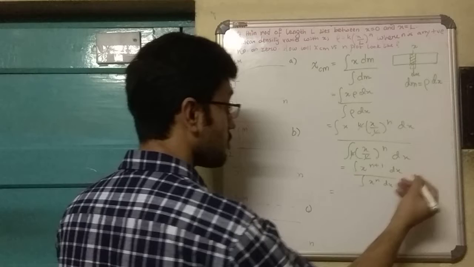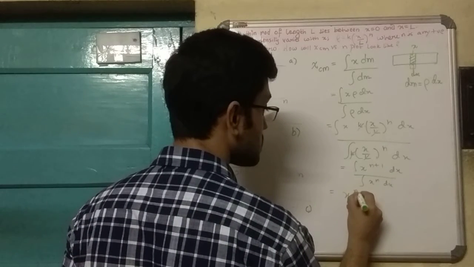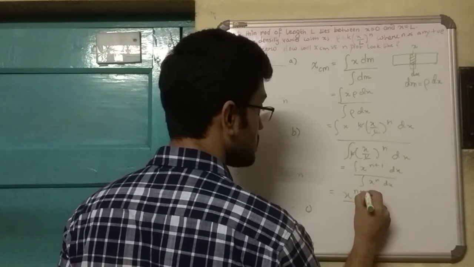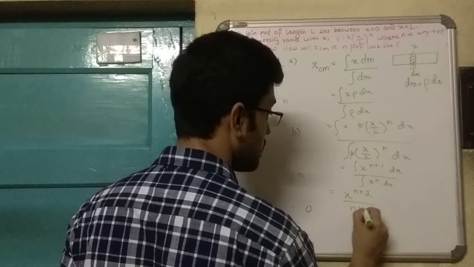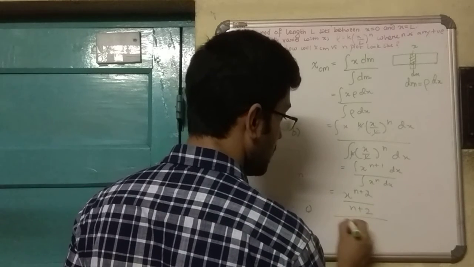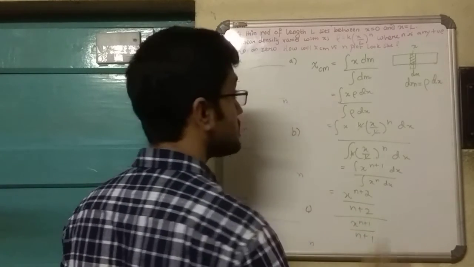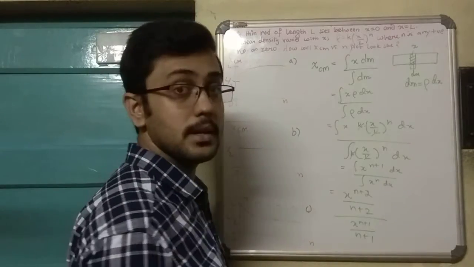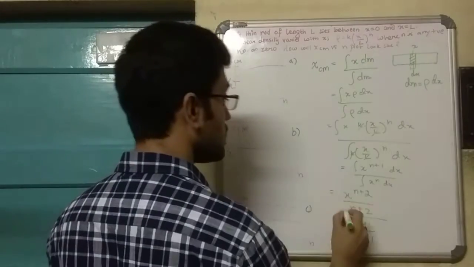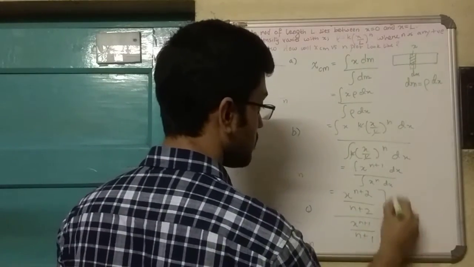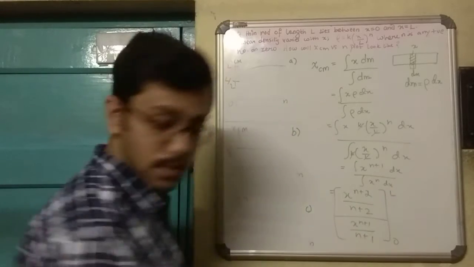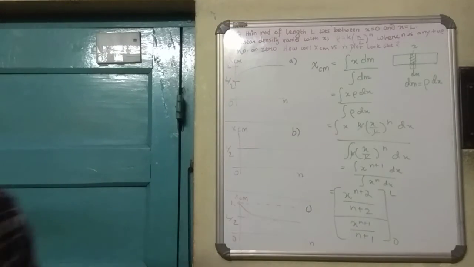If you use the integration formula, this becomes x to the power n plus 2 divided by n plus 2 in the numerator, and in the denominator we have x to the power n plus 1 divided by n plus 1. And since this is a definite integral, it has limits from 0 to L. So we will put in the values of the limits.